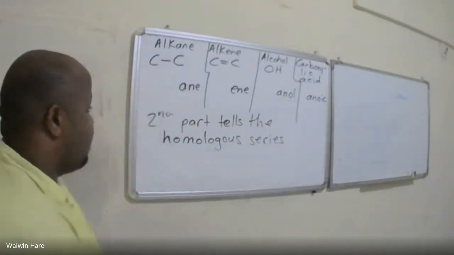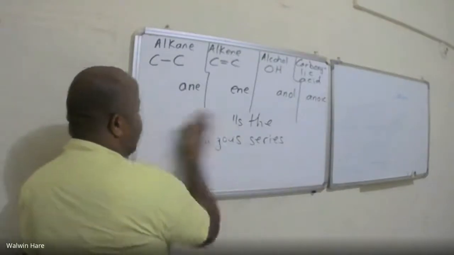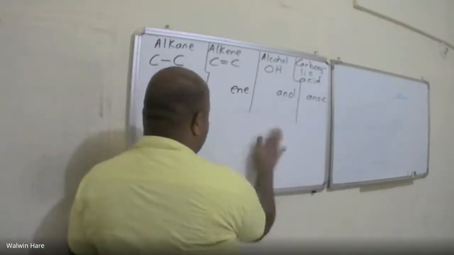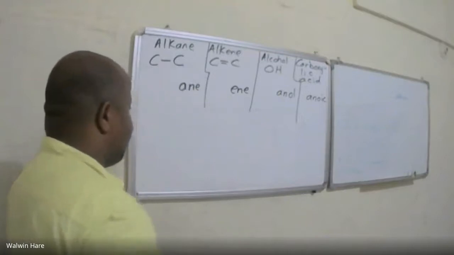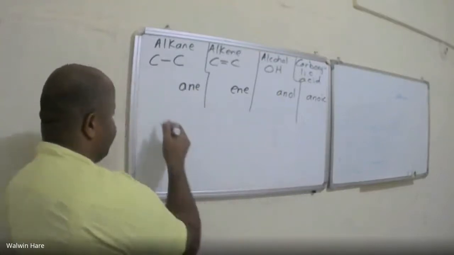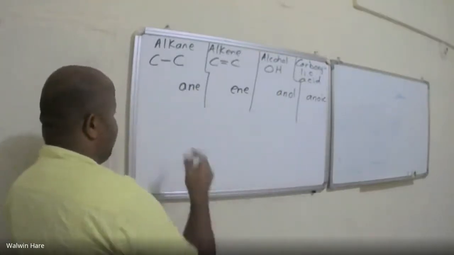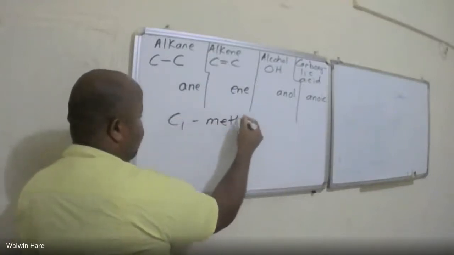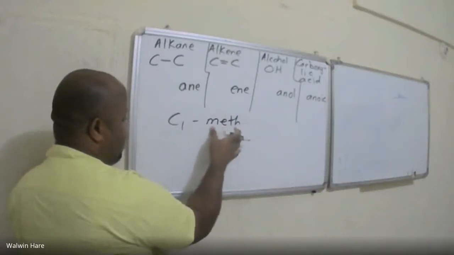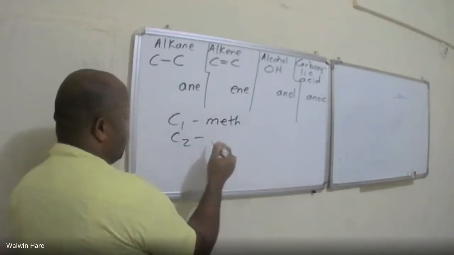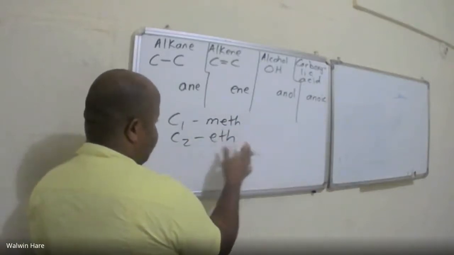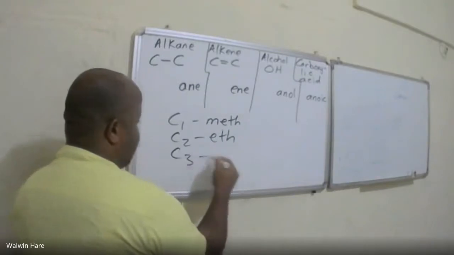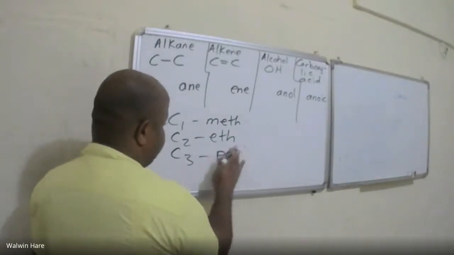All right? Now, the first part of the name tells us the amount of carbon atoms. So let us just run through it quickly. If you have one carbon atom, the prefix is meth. Two carbon atoms, eth. Three carbon atoms, prop.